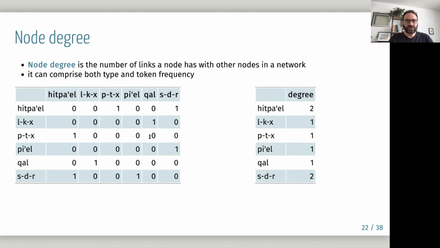So the first measure is the node degree. Node degree is the number of links a node has with other nodes in the network. So hitpa'el has 2 links and its degree is 2. Lakach, lekeche, the root has 1 link and its degree is 1. In networks that are more complex than the one we're showing here, the node degree measure can comprise both type and token frequency in a very interesting and revealing way.